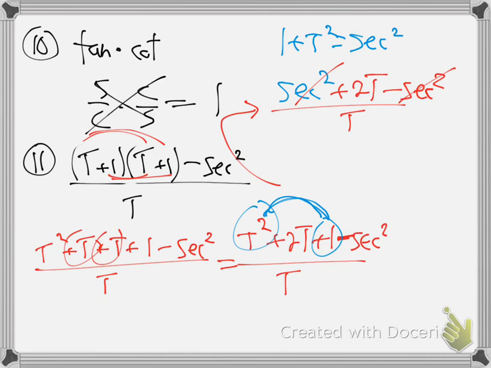And then this is just 2t over t. Cancel, 2. All that just became 2, didn't it? See all that? See how we just keep using the same formulas over and over again? See if we can squeeze in one or two more. To number 12 we go.